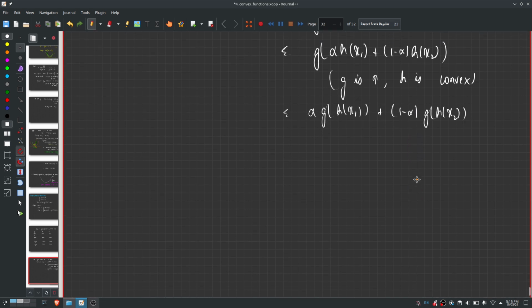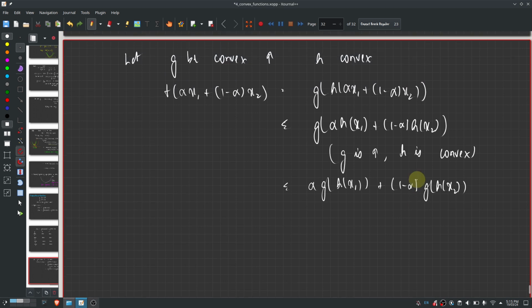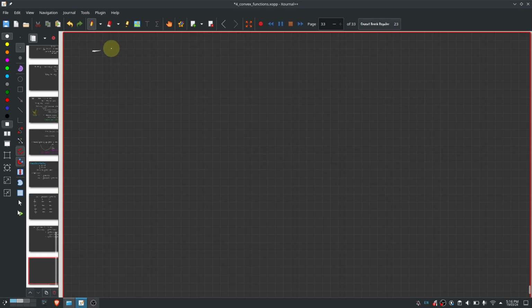Right. So we've seen a bunch of different ways of generating convex functions. And this turns out to be very useful because, for example, if g is convex, then e to the g of x is also guaranteed to be convex.